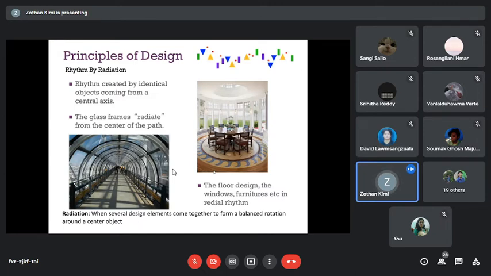So let me just explain it once more. We've learned about radial symmetry at the beginning, right? Radial symmetry is considered some circular design, like a doodle or some rangoli maybe. In that, what we design is a central point, and all the imaginary concentric circles which are coming out are all similar radially. But in rhythm by radiation, it's not necessarily symmetrical radially, but it does come out from a central axis.